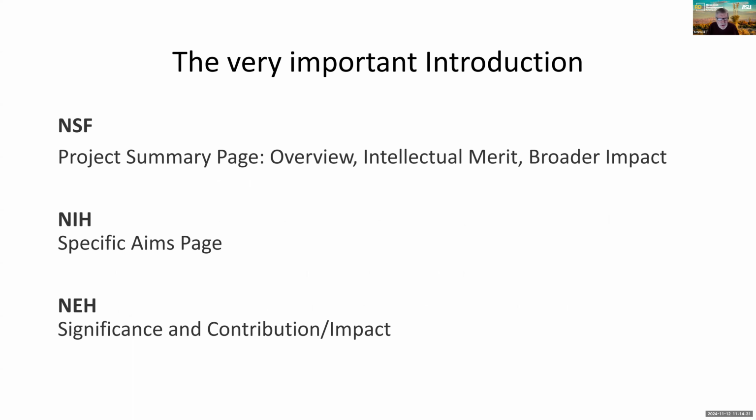Okay, let's just start with the introduction. For NSF, it's called the summary page, and it has an overview, the intellectual merit, and the broader impact. For NIH, a specific aims page. For NEH, a significance and contribution. There's always some kind of a summary page, usually at the beginning of a proposal. This is very, very important. This gives you an opportunity to establish right away very clearly what you're going to do and to get the reviewer excited about your work. Next slide, please.